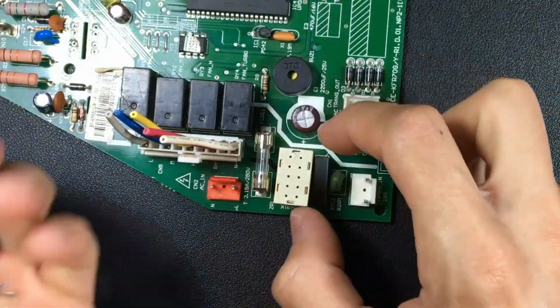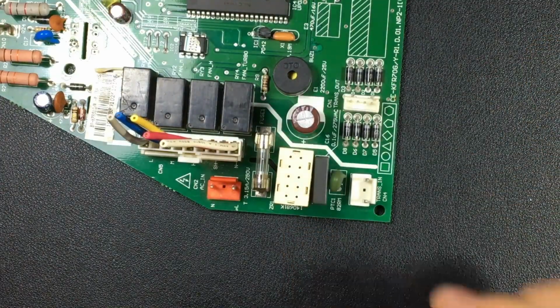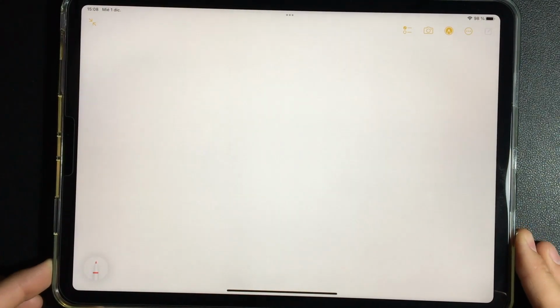How do a fuse and varistor work? They are a circuit as a whole, which protects the electronic board against high voltage. We are going to draw it in this graph to understand it a little better. We are going to make some graphs to understand.